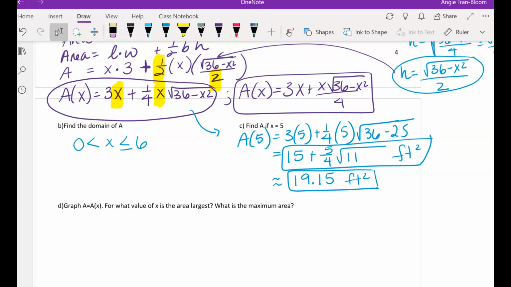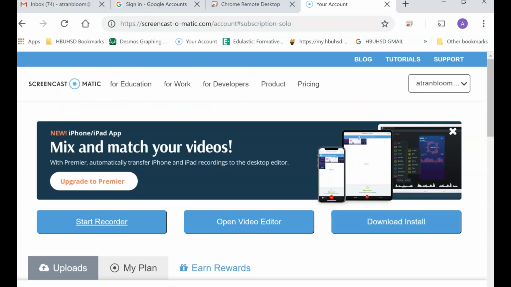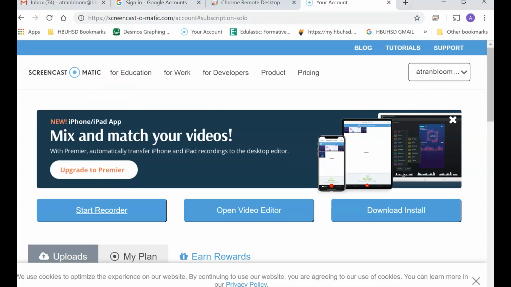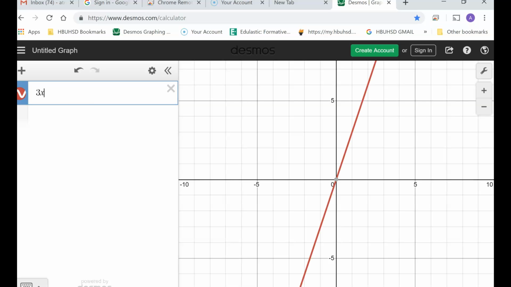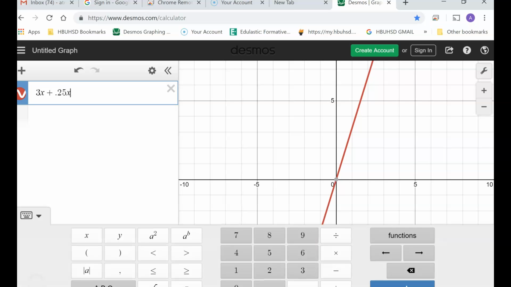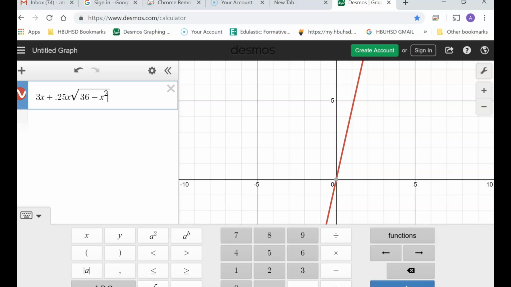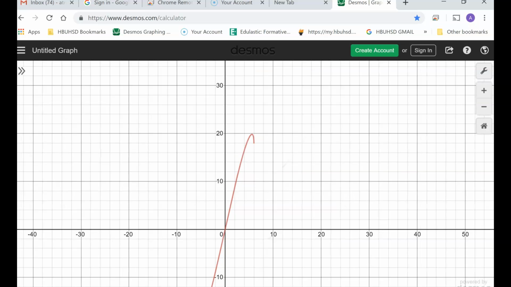You can use your calculator, or let me power up my Desmos really quickly and tell me what the largest area is. So I'm graphing 3x plus 1/4, so 0.25x, not 4, then times the square root of 36 minus x squared. Okay, well, let's see what that gives me. Ooh, look at that.